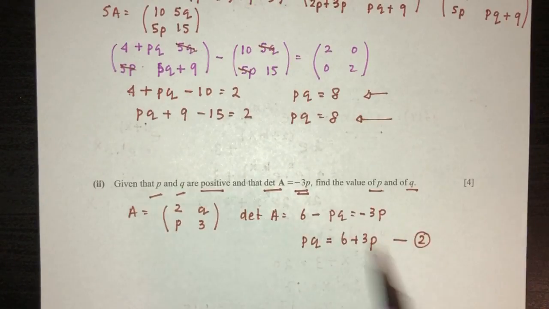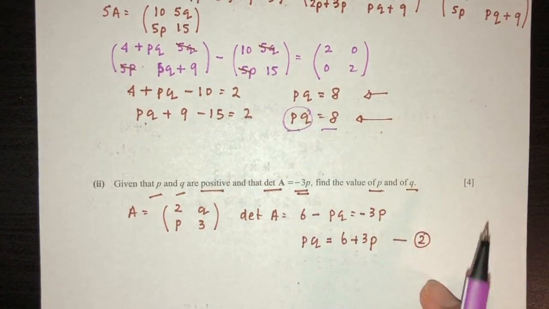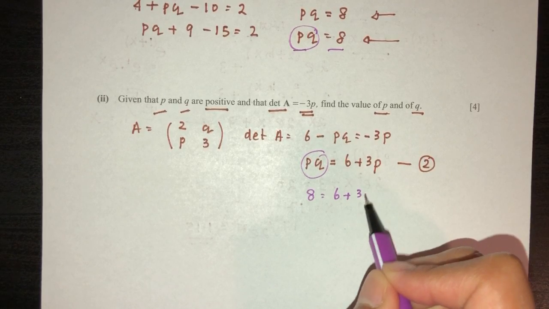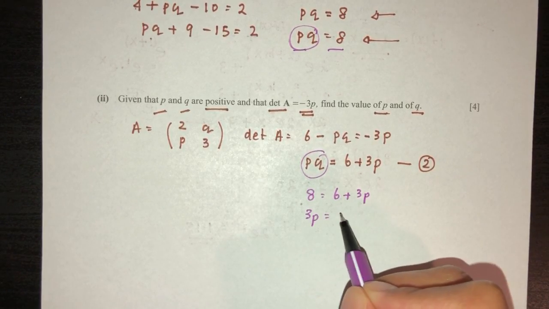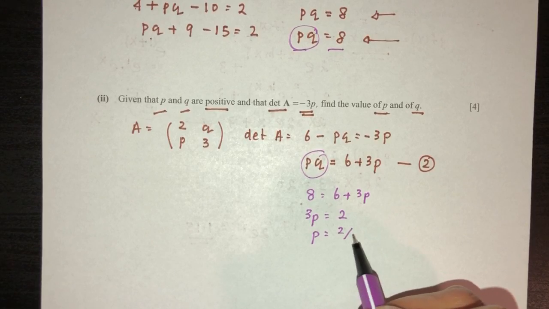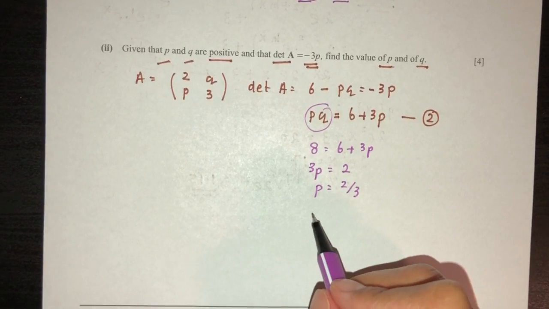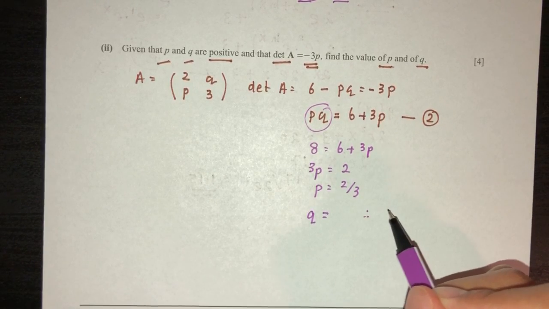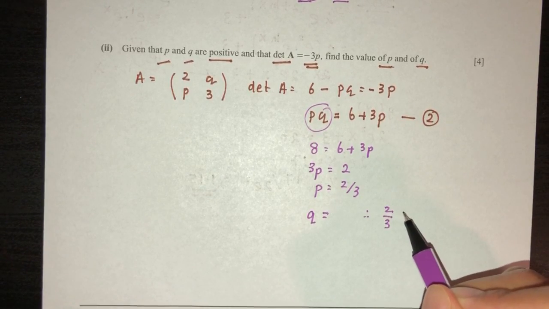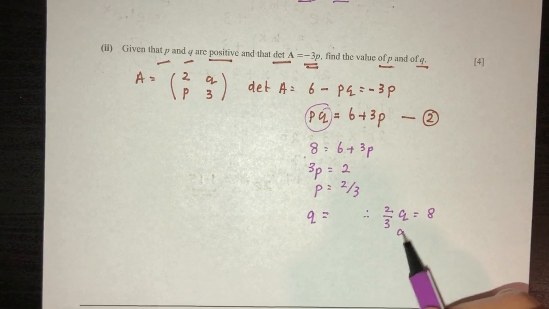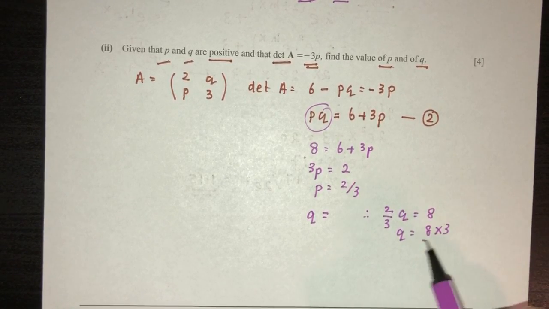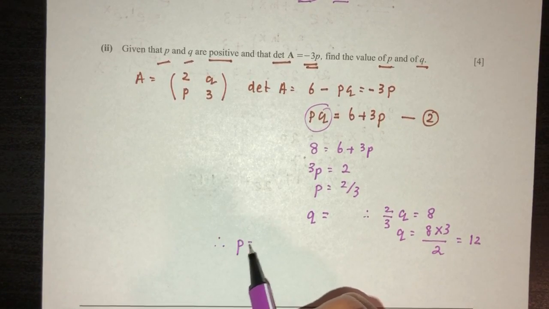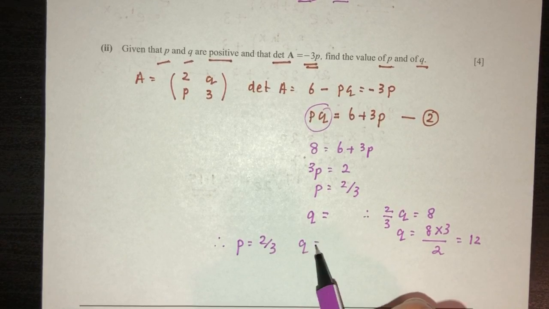Now from part 1, you have seen that pq equals 8, so replace pq here. That will be 8 equal to 6 plus 3p. So 3p equals 2, p equals 2 divided by 3. Now what is the value of q? Put it back in this equation. We know that p times q is 8, so p is 2 over 3 times q is 8. So q is 8 times 3 divided by 2, which is 12. So the value of p is 2 over 3, and the value of q will be 12.